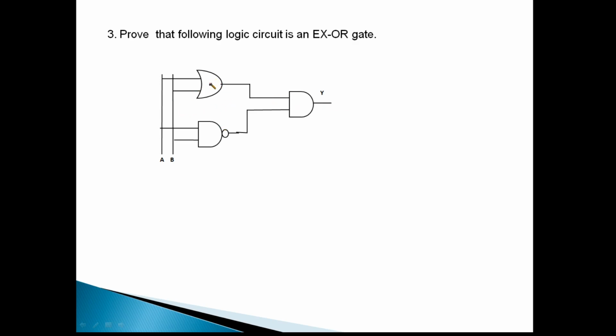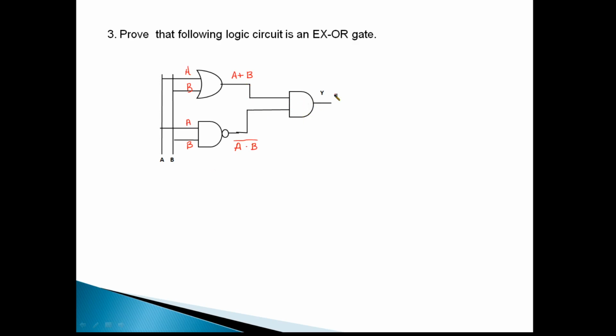See here, this is an OR gate and it is receiving A input here and it is receiving B input here at the other terminal. This is an OR gate, so it will produce A plus B. This is a NAND gate receiving A here and B here, and it will produce the NAND operation. That means it will produce (A dot B) bar. These two outputs are given to this AND gate.